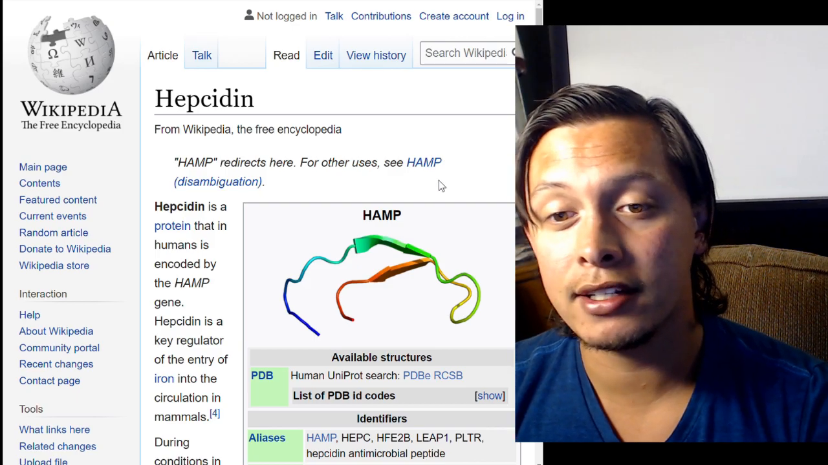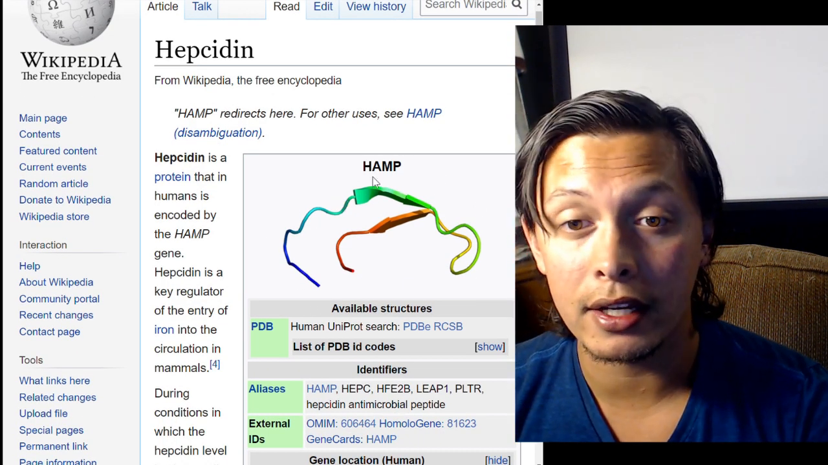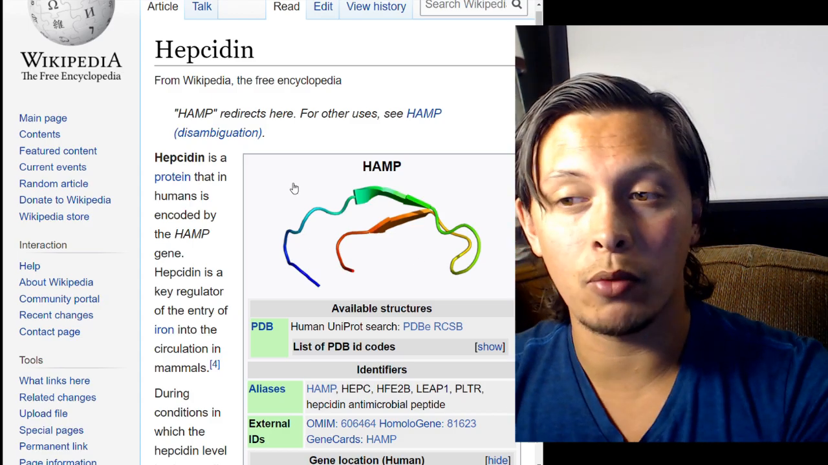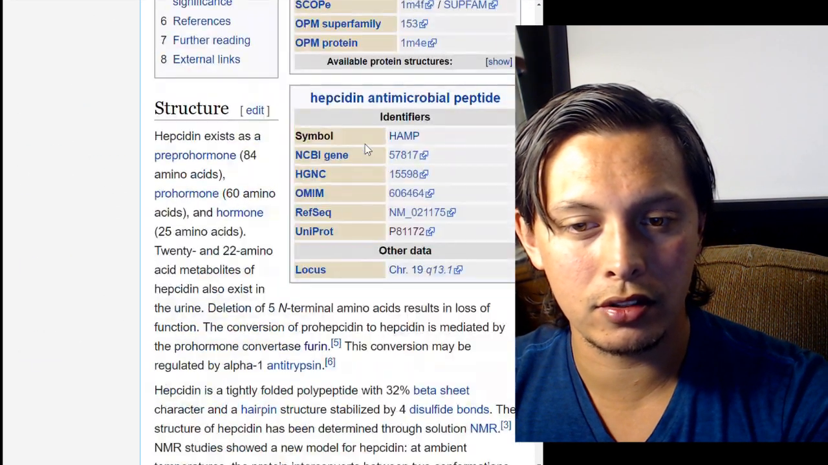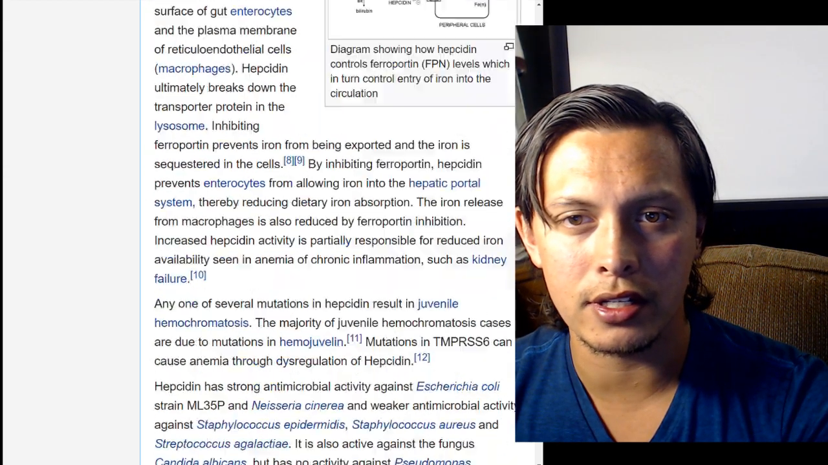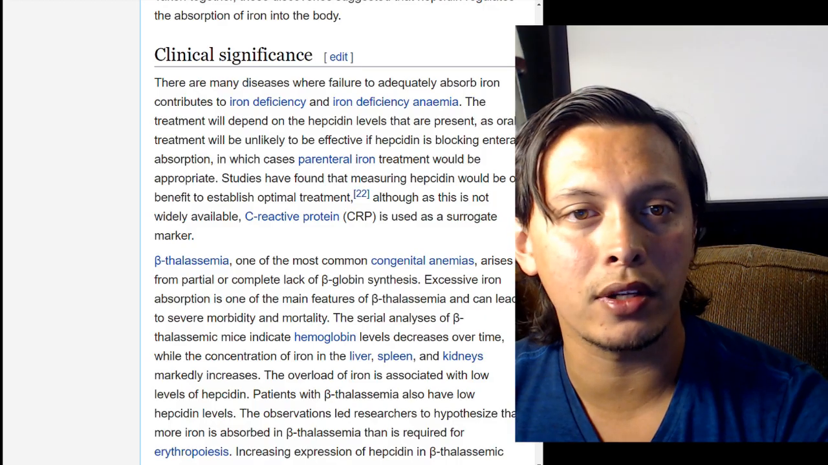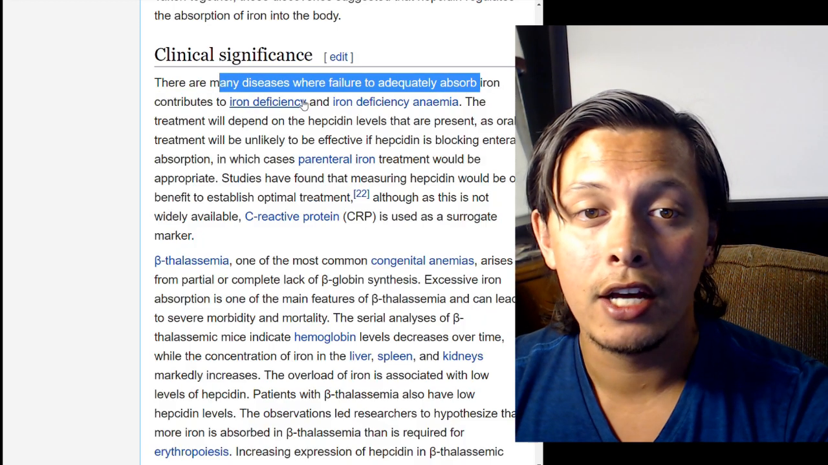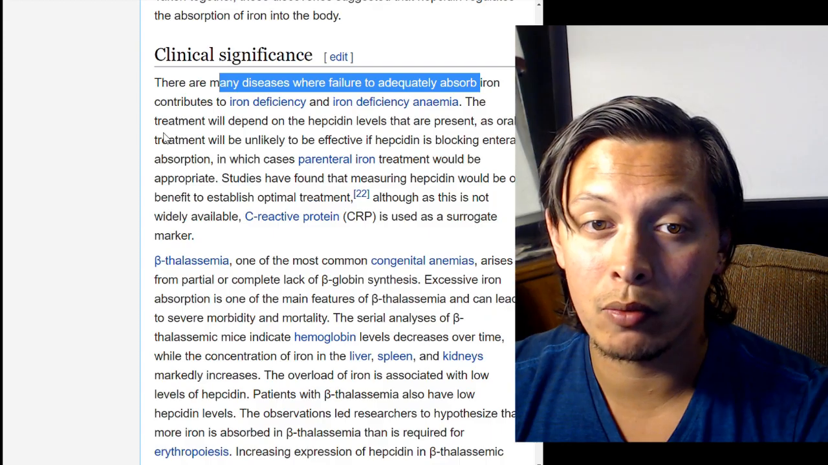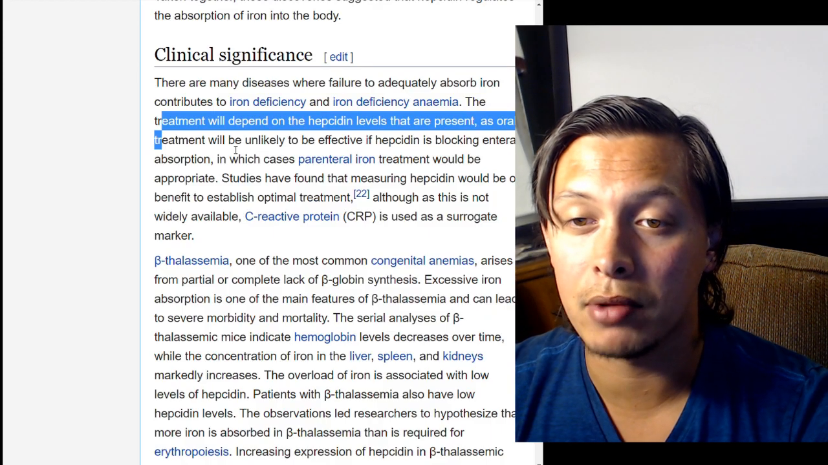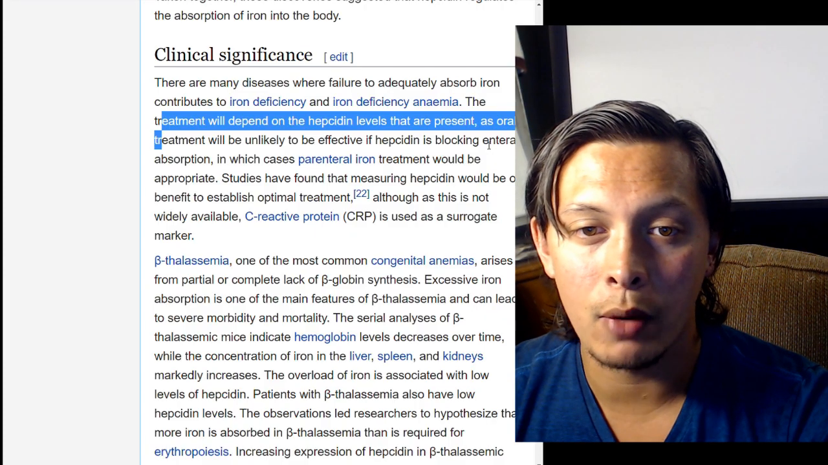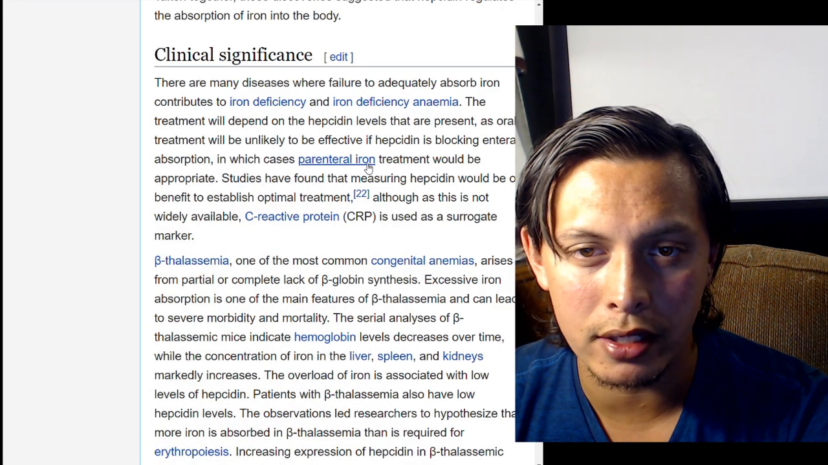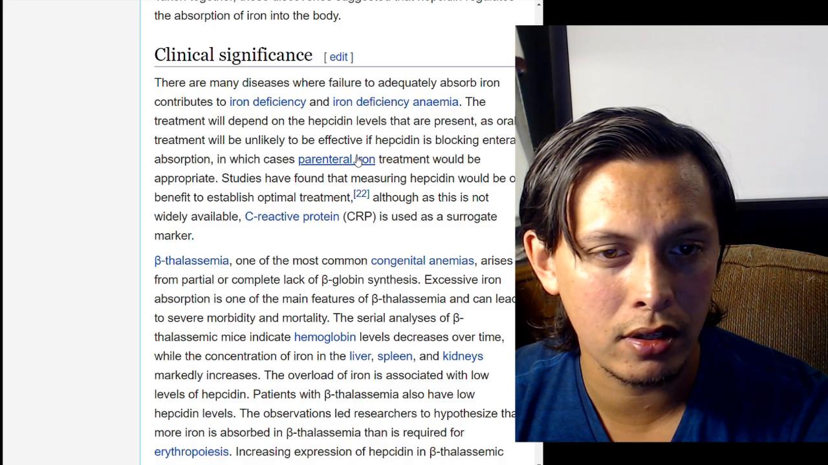So when hepcidin gets released into the body, if your body produces hepcidin, that is telling your body to sequester the iron. So let's just, I don't think I really need to go too much into detail with that. So I'll go through the clinical significance. There are many diseases where failure to adequately absorb iron contribute to iron deficiency and iron deficiency anemia. The treatment will depend on the hepcidin levels that are present, as oral treatment will be unlikely to be effective if hepcidin is blocking enteral absorption, in which case parenteral iron treatment would be appropriate. What is parenteral? Oh, iron salts and iron pills.